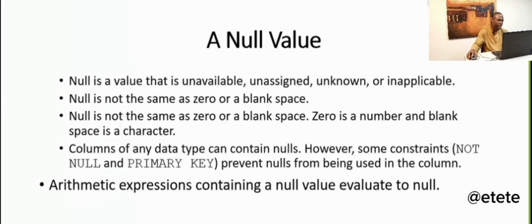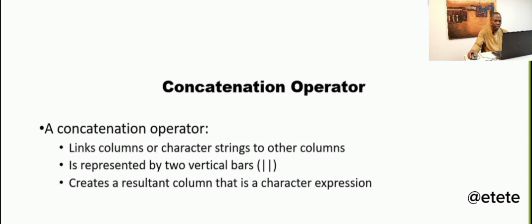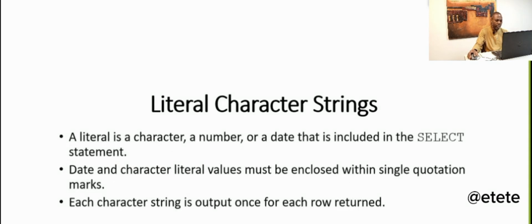Today, what we want to look at is bringing in a null value. A null value is when there is empty data in the field. That is what we want to look at today. Then we'll look at the concatenation operator, which is how to join things together. And then we'll look at literal character strings, how to introduce literal characters when you query things from the database.